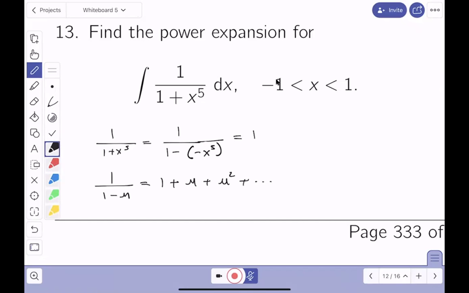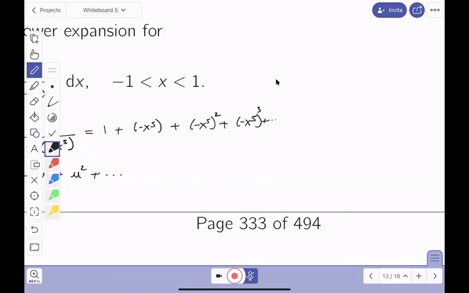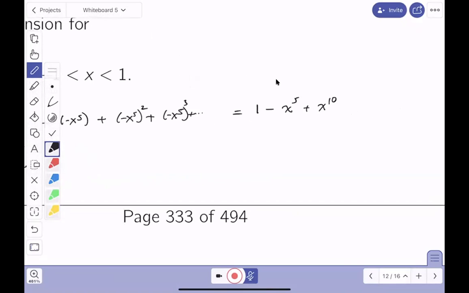Well, let's write this down. 1 plus u plus u squared plus u cubed. I think you get the idea. All right. I'm going to simplify it though, because the way it looks kind of looks weird, right? So 1 minus x to the 5 plus x to the 10 minus x to the 15. Yada, yada, yada.